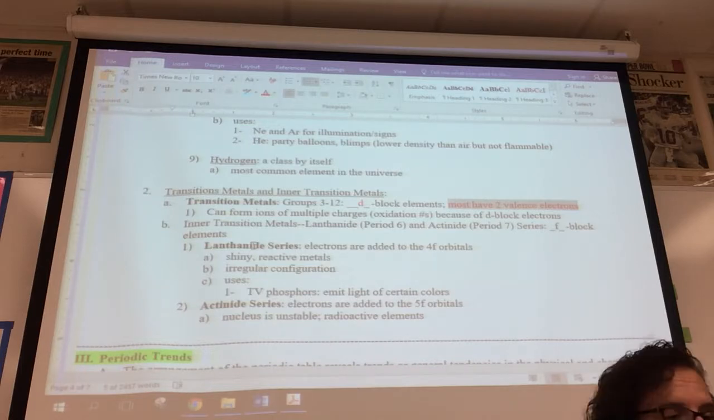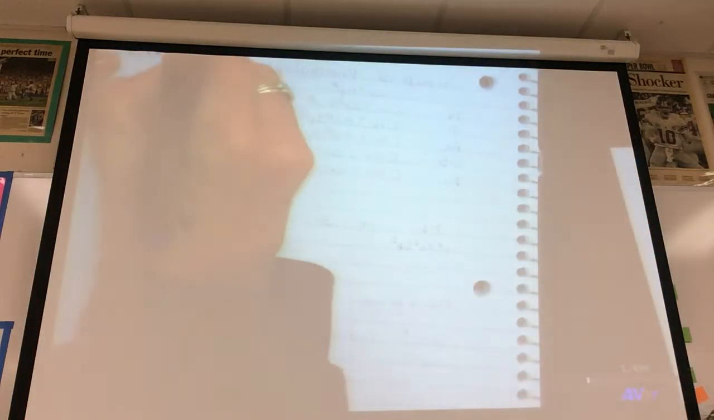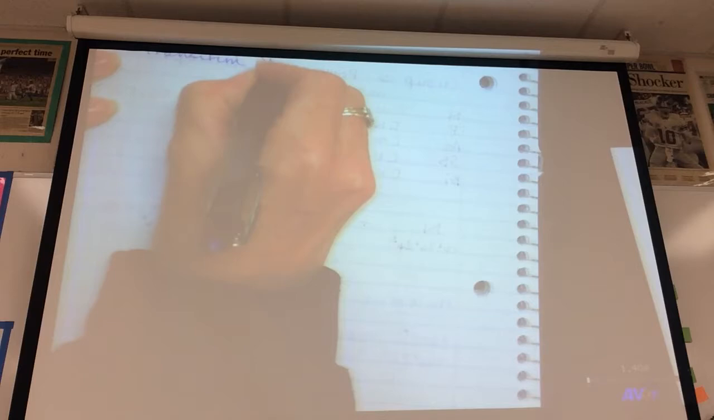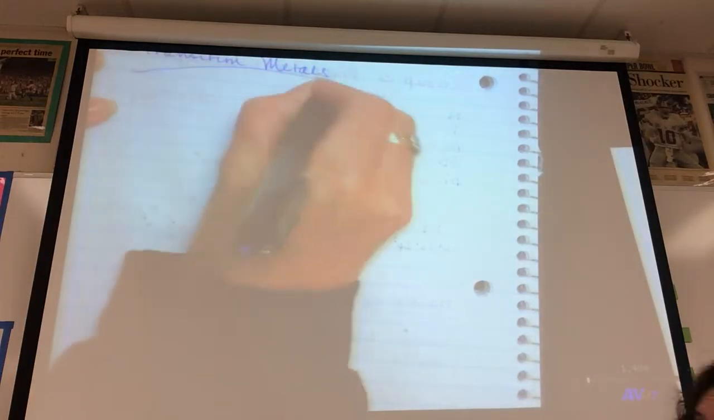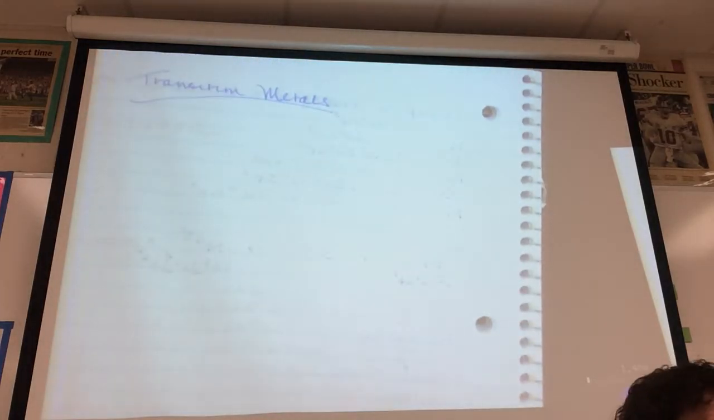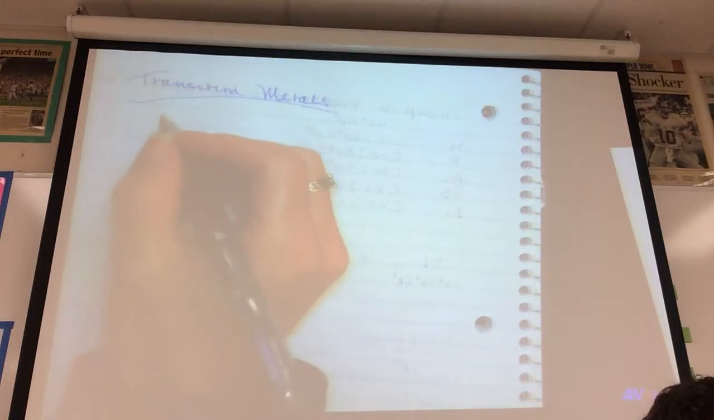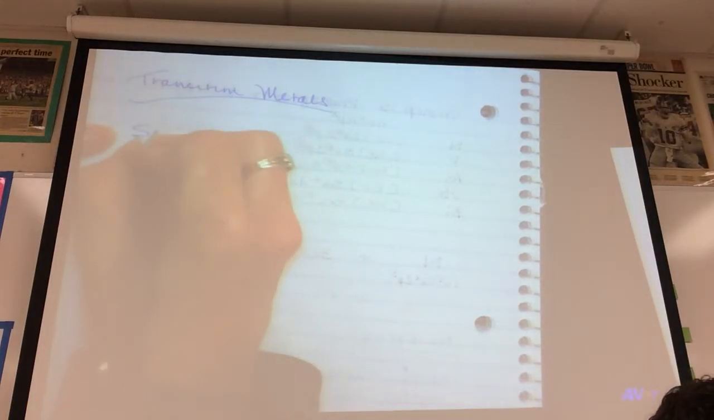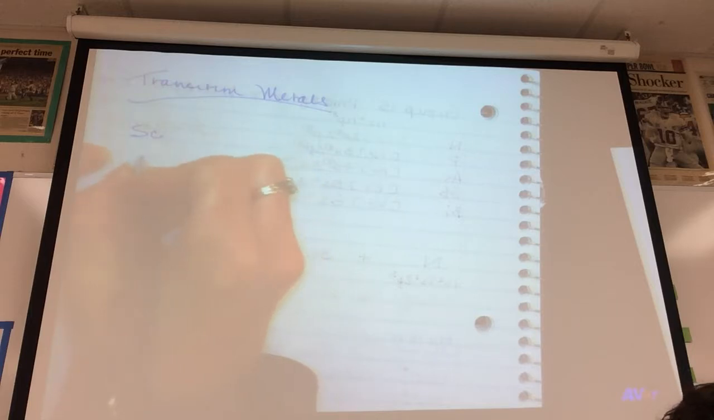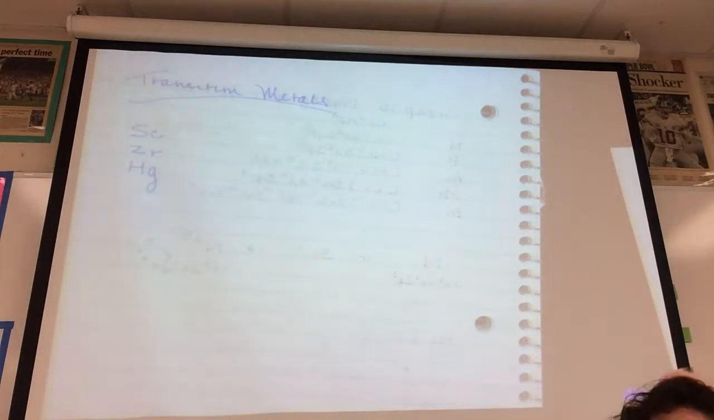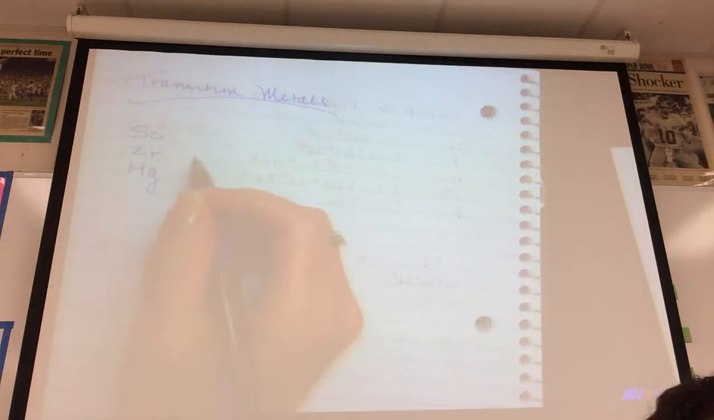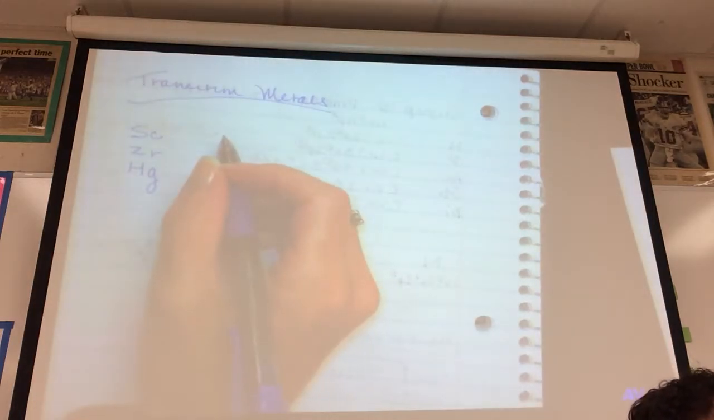For example, in regard to your transition elements, we can look at scandium, we can look at zirconium, and we'll look at mercury, for example. So scandium. Who needs help with electron config? You want to just do it?